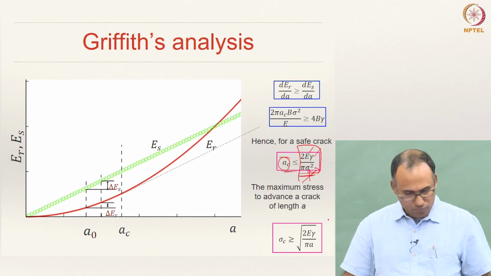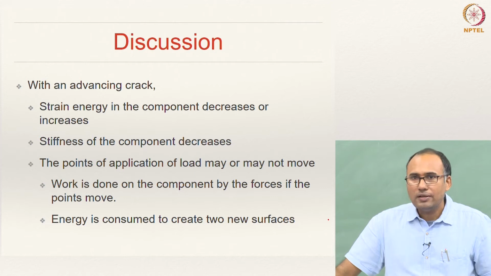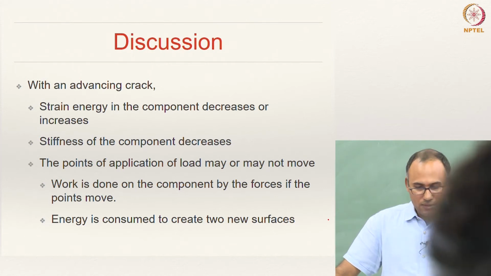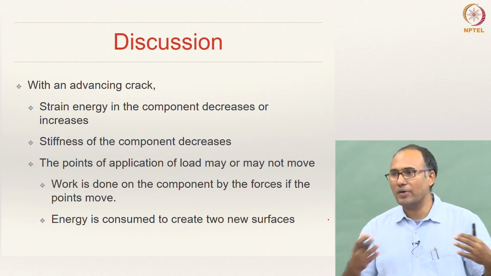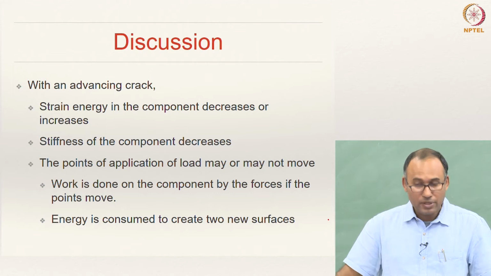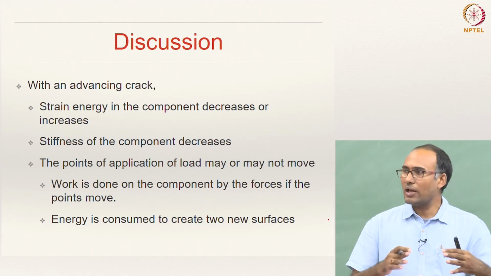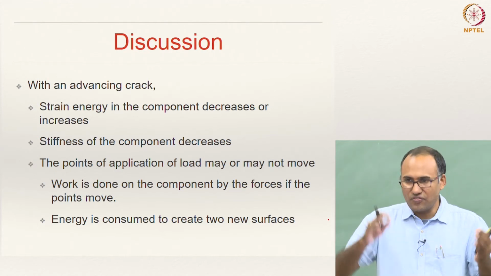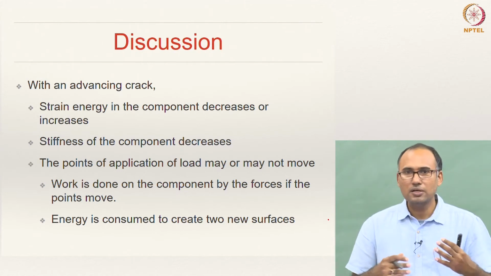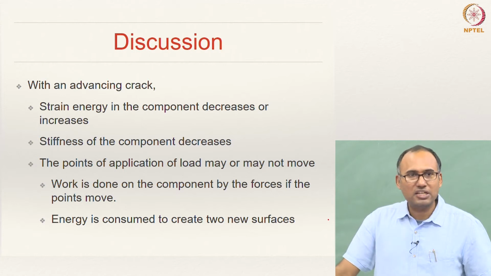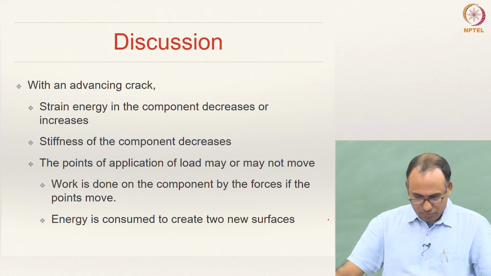So, when we have a body with a crack present, the strain energy in the component can either increase or decrease depending upon the kind of boundary conditions, when the crack is advancing in the body. Nevertheless, whenever you have a crack in the body, the stiffness of the body reduces. As you increase the length of the crack, the stiffness reduces. That means the amount of force required to create unit displacement is going to go down.